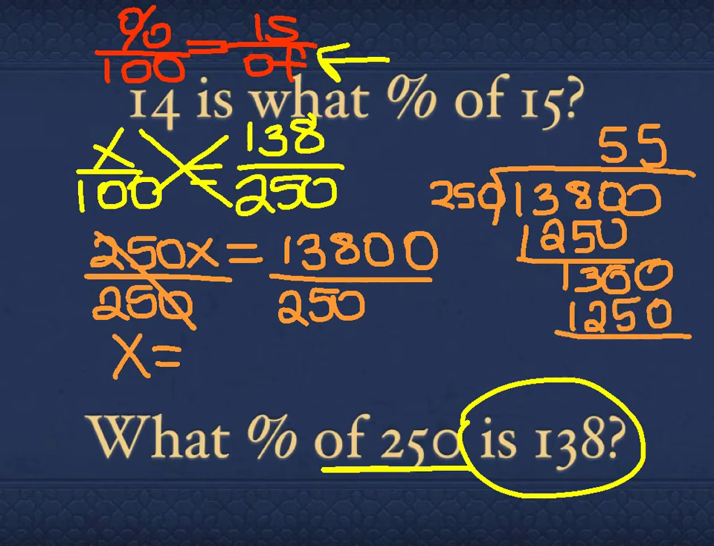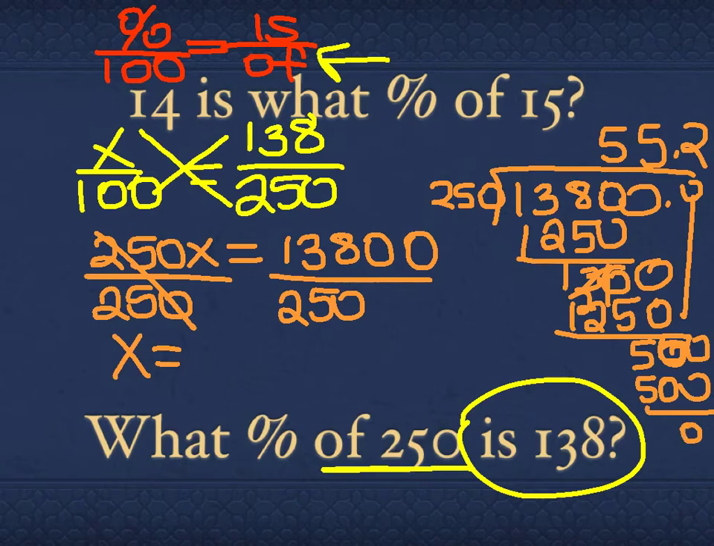1,250. Well, looks like I'm going to have 10 minus 5 is 5. Now I'm going to have to add a decimal. I'm not done yet. Bring down the 0. 250 goes into 500 2 times. And finally, I am finished.